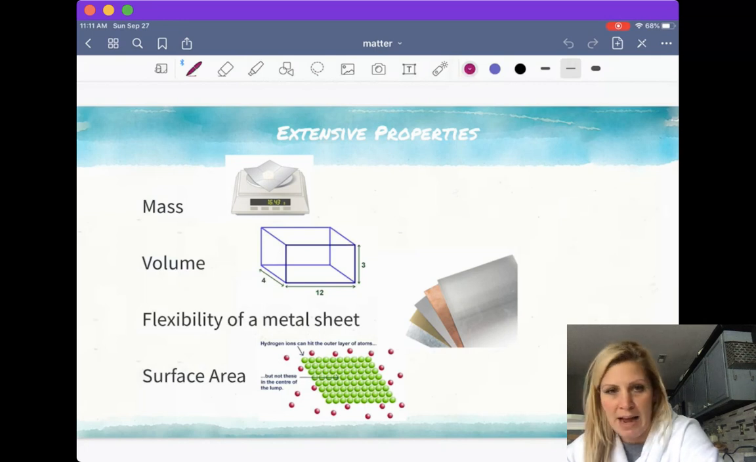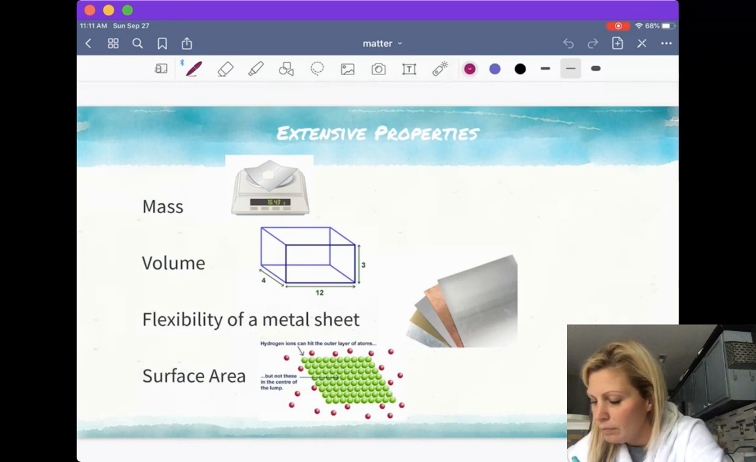The first one is mass. We talked about that already. So the amount or the weight of an item is going to depend on how much of that we are dealing with. So how much we place on the scale. So because it is dependent on the amount, mass is an extensive property.